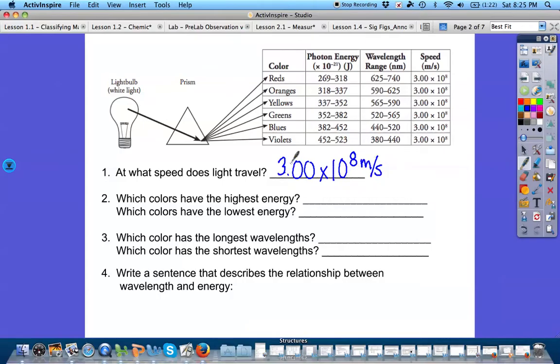And then if we look here at the photon energy, violets have the largest number, so that's going to be the color of light with the highest energy. And then reds have the lowest number, so that's going to be the colors of light with the lowest energy. And then if you look at wavelength, for the longest wavelength, reds have the longest wavelength because they have the largest number. And for the shortest wavelength, that is going to be our violets.